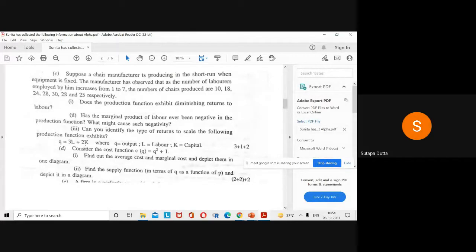Ma'am, first we have to multiply each factor, that is labor and capital, with lambda. Then Q prime equals 3 lambda L plus 2 lambda K. Then lambda within brackets 3L plus 2K. Then it will be lambda Q. That means it's a constant returns to scale. Very good. Very good. It's CRS.